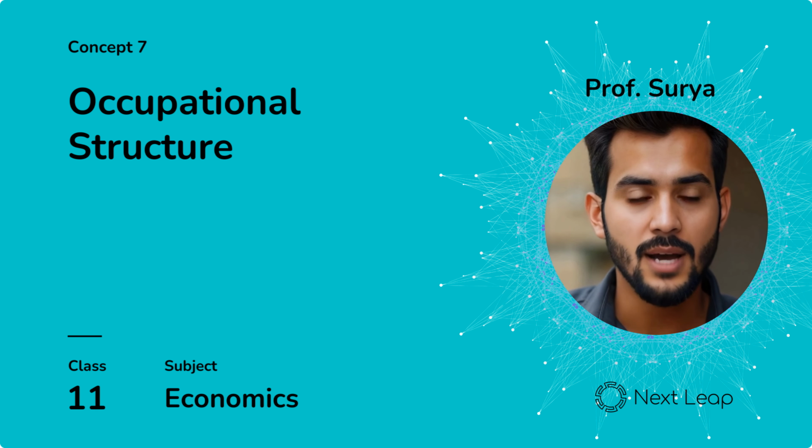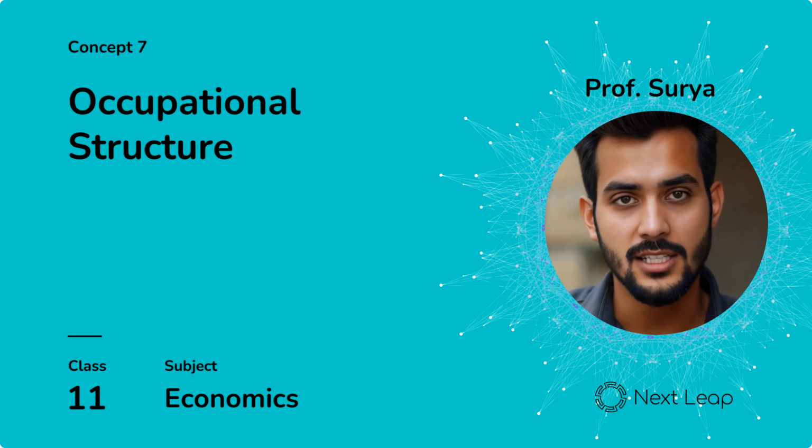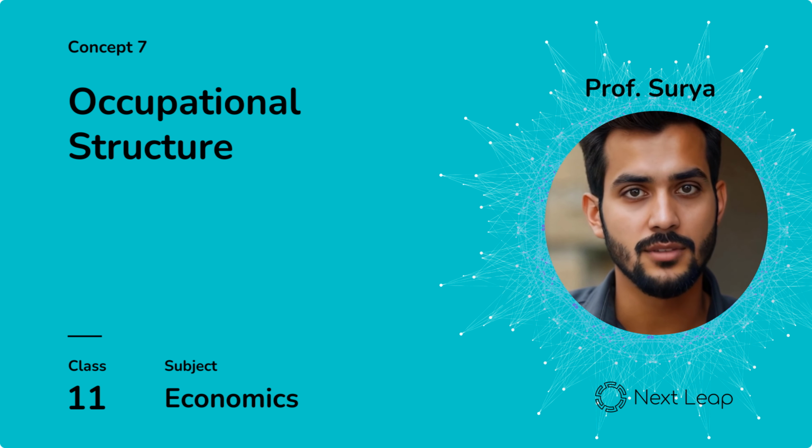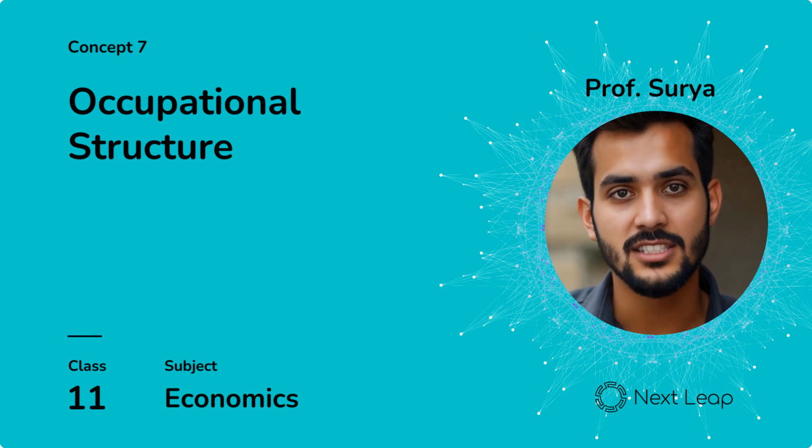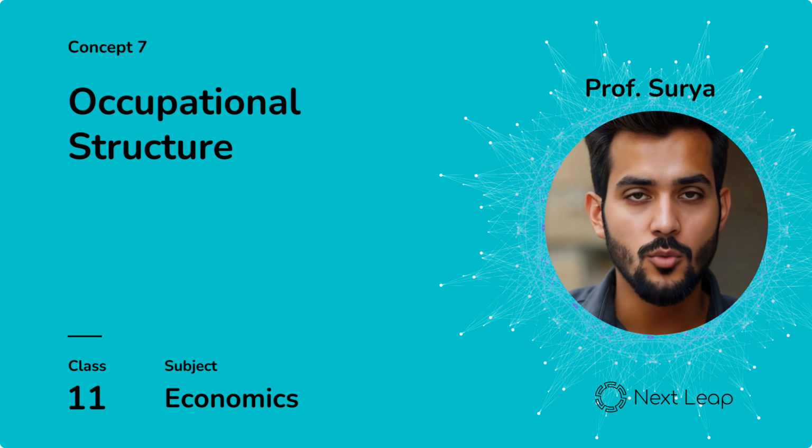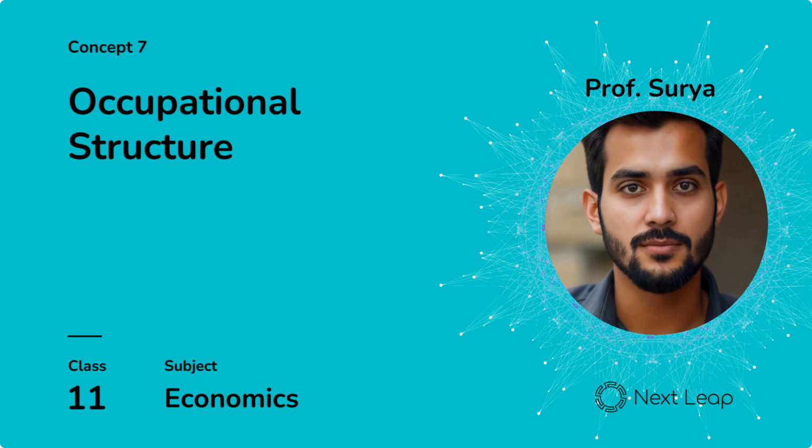Close your eyes and imagine a snapshot of India in 1947. The majority of people are farmers. A few are artisans. Fewer still work in factories or offices.